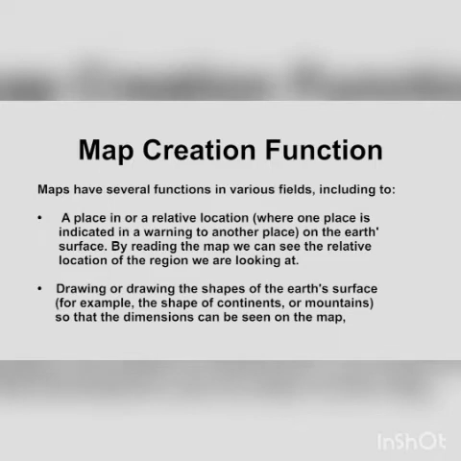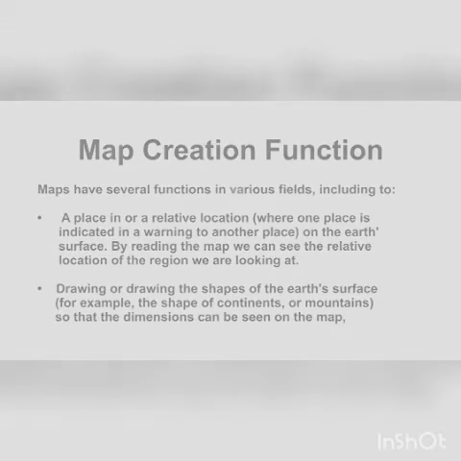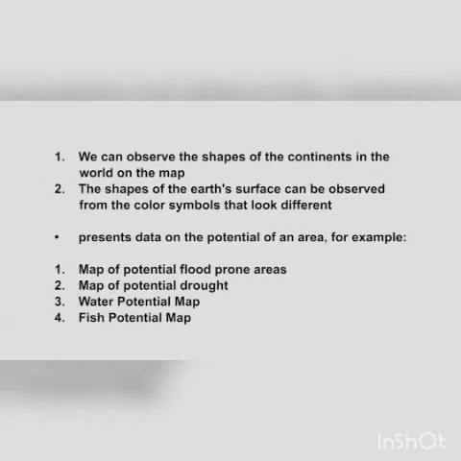Map creation functions. Maps have several functions in various fields, including to show the relative location, where one place is indicated in relation to another place on the Earth's surface. By reading a map, we can see the relative location of the region we are looking at. Drawing or deriving the shape of the Earth's surface, for example, the shape of continents and mountains. 1. We can observe the shape of the continents in the world map. 2. The shape of the Earth's surface can be observed from colored symbols that look different.